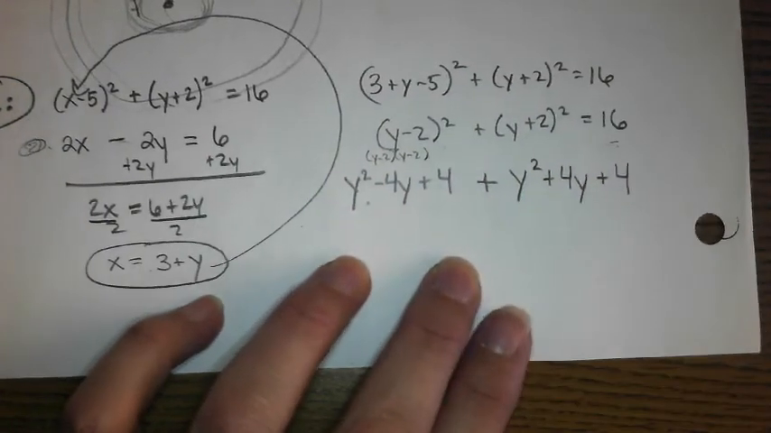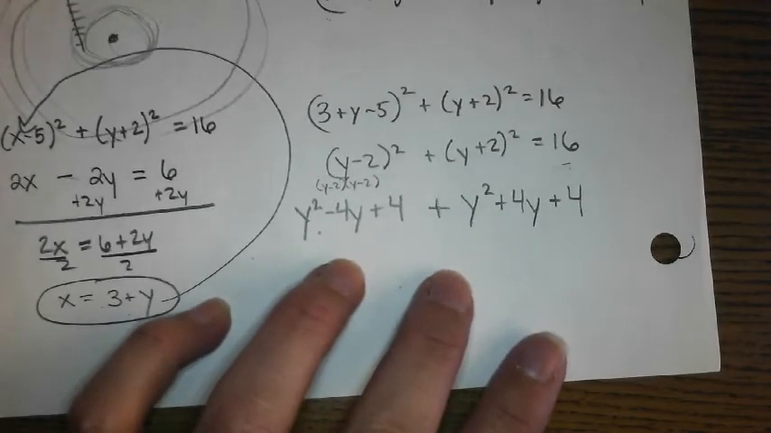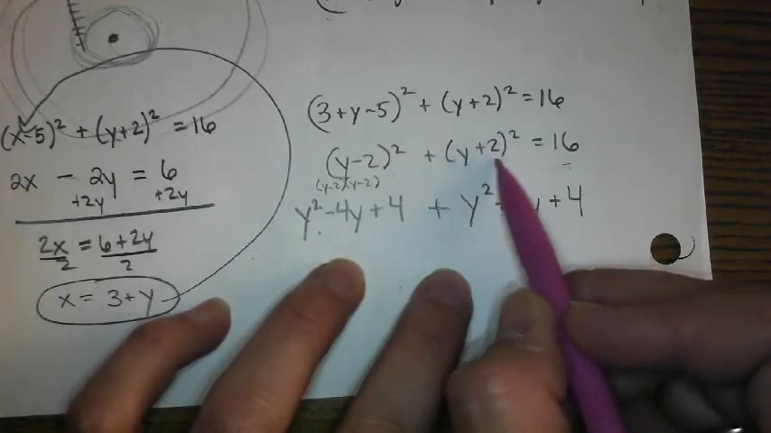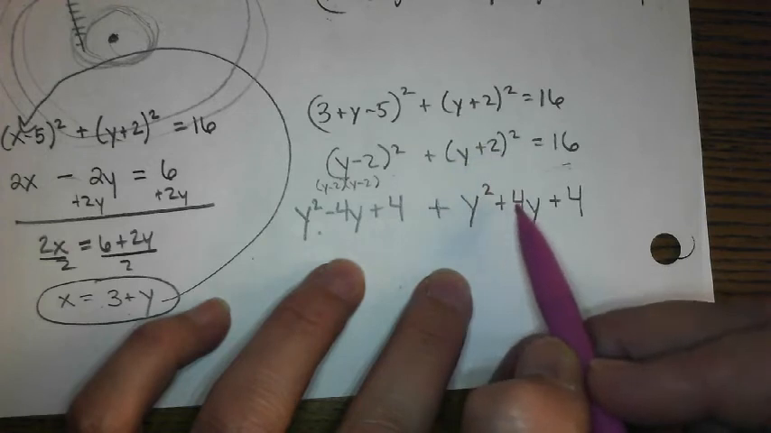Y squared plus 4y plus 4, good. This is the square the first term, square the last term, and then multiply them together and double to get the middle term.